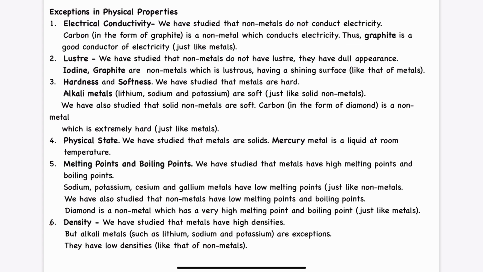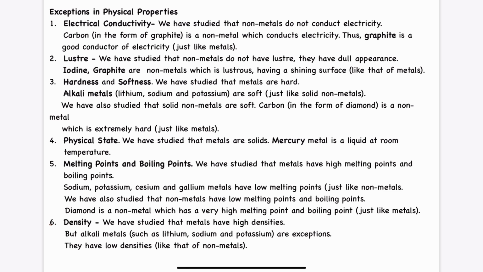Luster: we have studied that non-metals do not have luster. They have a dull appearance, but we have iodine and graphite, which are non-metals and which are lustrous in nature, having shining surfaces. Iodine has more shine or luster as compared to graphite, but if you see your pencil tip, you will see some shining there. That is because of the graphite.